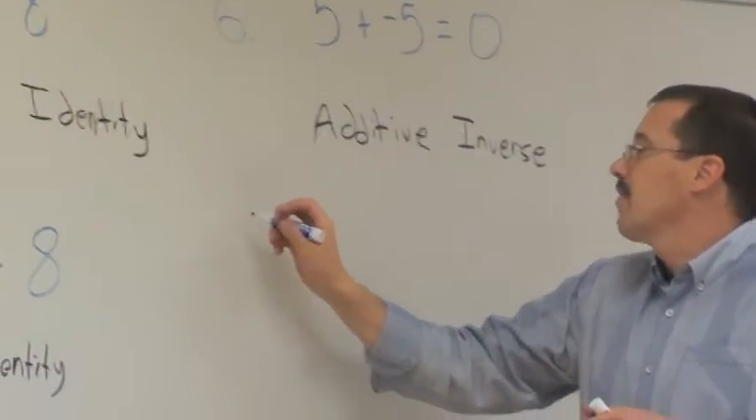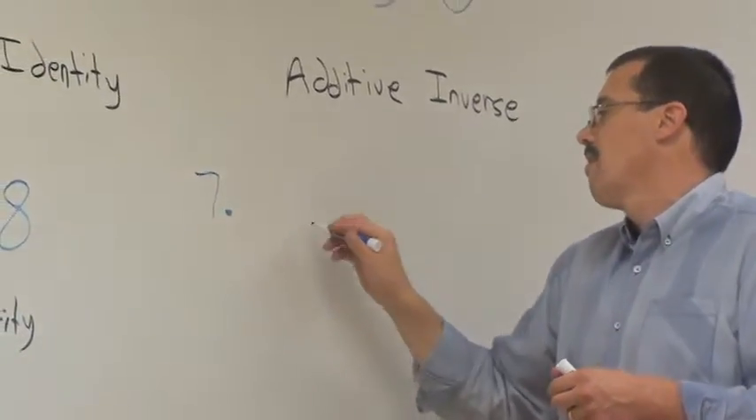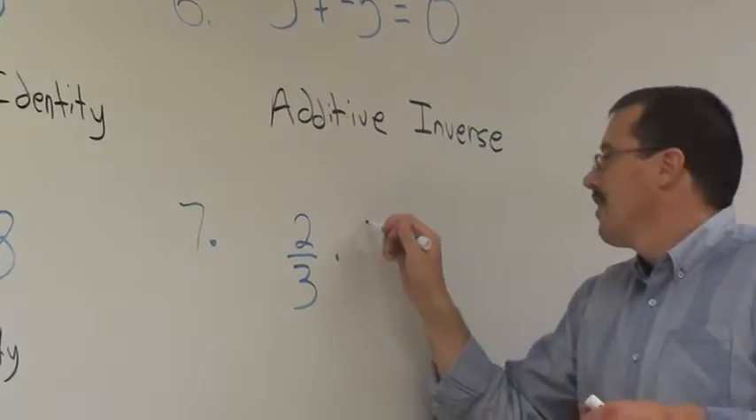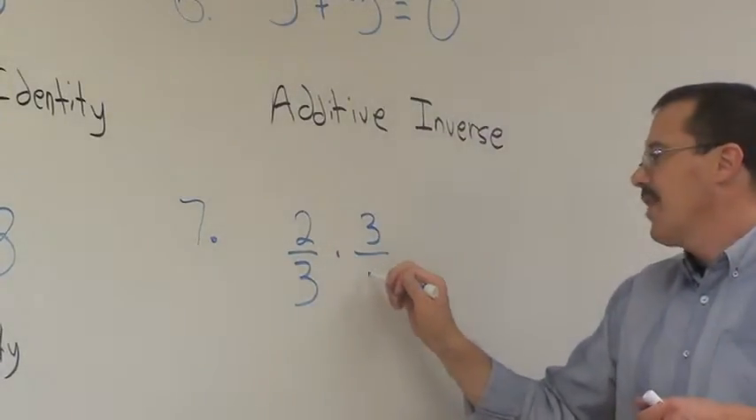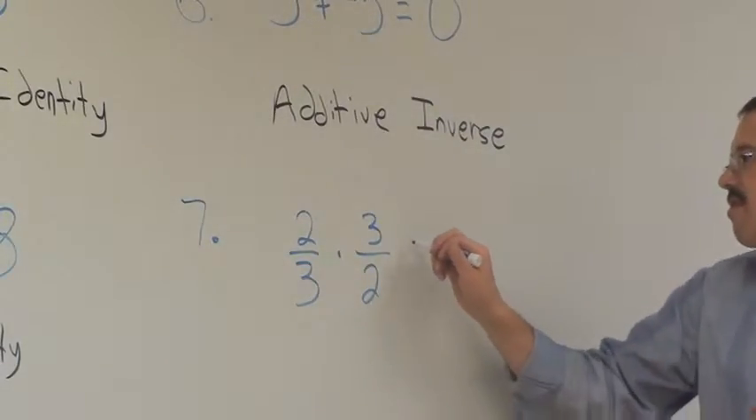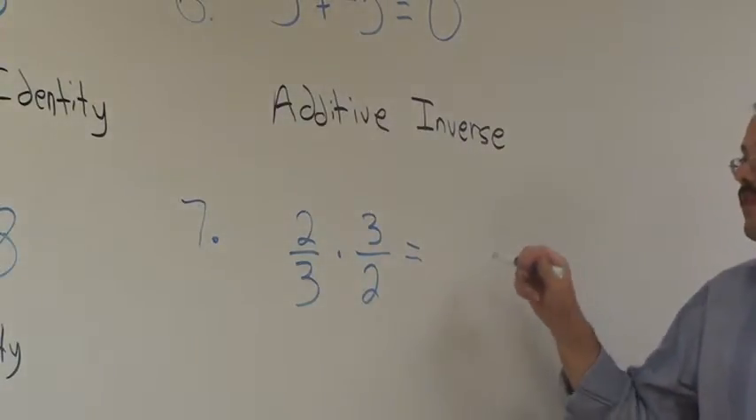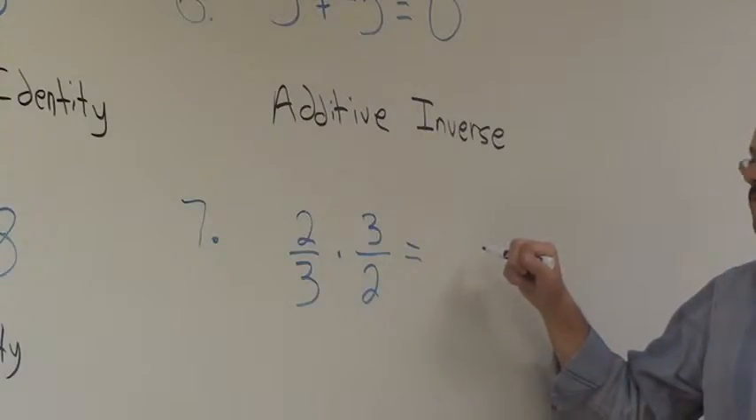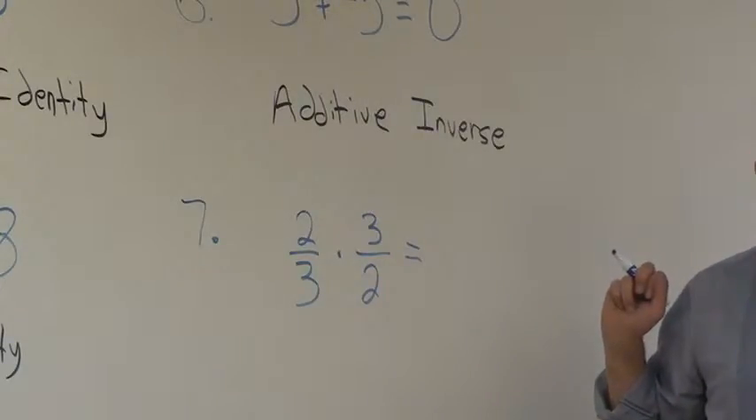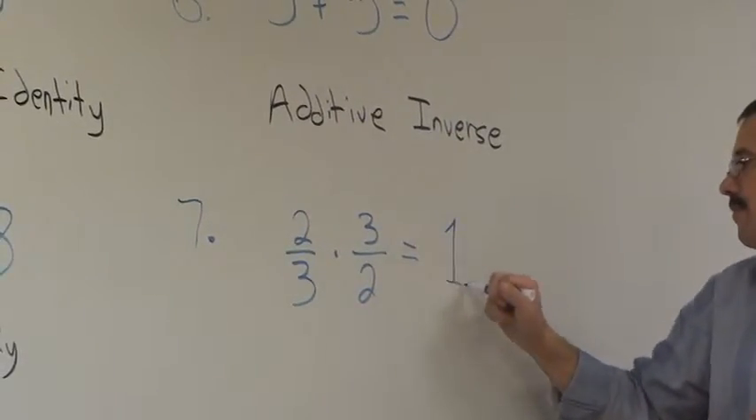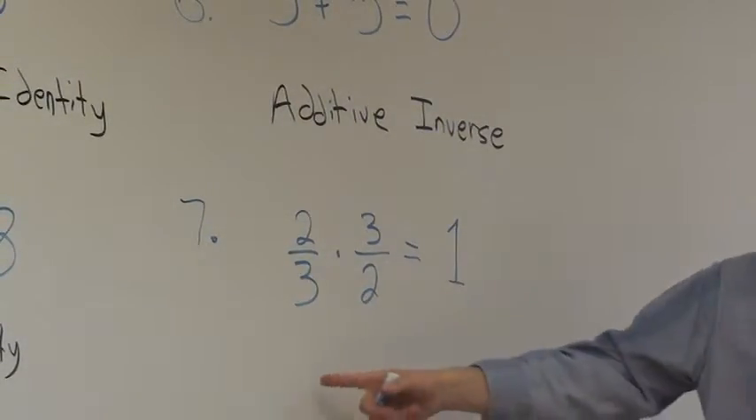You get to guess on this in a minute too. 7 says this. Okay, 2/3 times 3/2. What's it equal first of all? 1. So it's equal to 1. Alright, now the name for it.